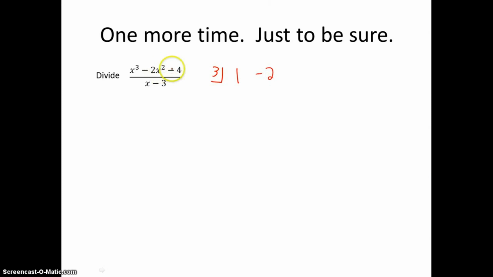And now I hope that you guys caught that once again we're missing that x term. So since I don't have an x term there, I need to put a 0 in. If you missed that, it's okay. It takes some practice. And now we have a negative 4. Draw our line in down here. Bring down our 1. Multiplied by 3 is 3, minus 2 is 1, times 3 is 3 again, plus 0 is 3, times 3 is 9, minus 4 is a remainder of 5.